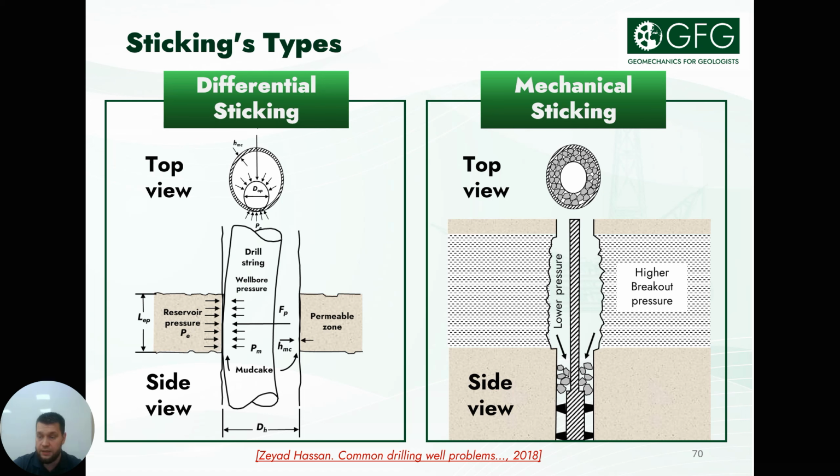Secondly, mechanical sticking occurs when components of the drill string, including drill pipe, heavy weight drill pipe, drill collars, drilling bits, can happen due to mechanical factors such as cuttings, debris, excessive cement, or alterations in the geometry of the drill string, making it impossible to extract the stuck parts without causing damage to the drill pipes.